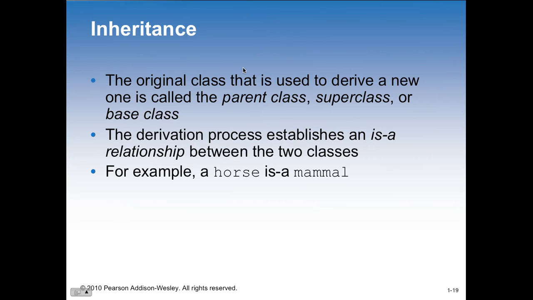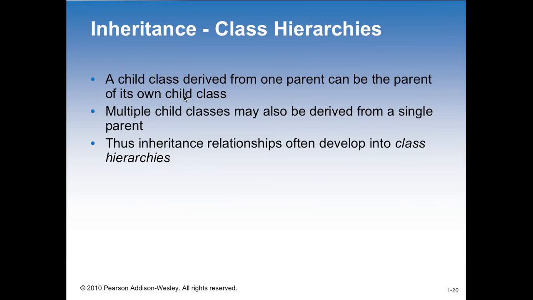The original class that's used to derive a new one is called the parent class. Then we have the superclass or the base class. This one below it. A little review of object orientation for you guys. The derivation process establishes an is-a relationship between the two classes. So we actually have a method that says, is this class a mammal? It's a horse, but is it also a mammal? So we can actually get at programmatically the identity of our particular objects and say, it's a horse, but is it a mammal? And treat it like a mammal or treat it like a horse. The example, a horse is a mammal in terms of the definition.